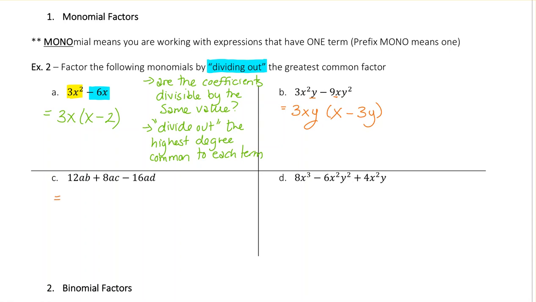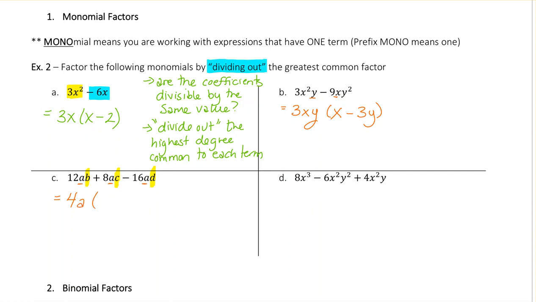Well, 12, 8, and 16, what is the greatest common factor that you can divide out of 12, 8, and 16? Well, the greatest common factor is 4. Okay, now you notice each of these terms has an a involved, but each of them also has their own variable. This has b, this has c, this has d. You're not going to be able to factor out b, c, or d because it's not common to all of the terms. However, a is common, so you can factor that out.